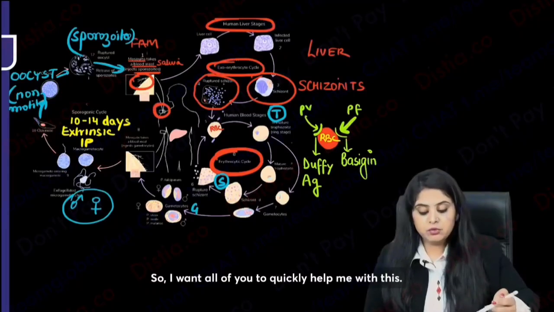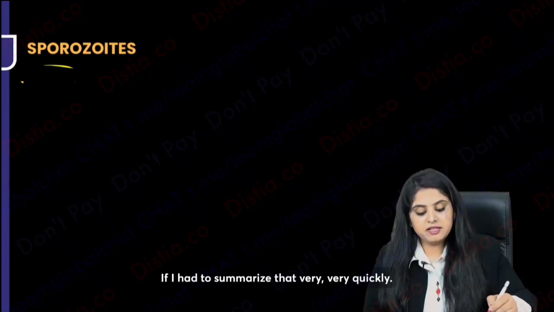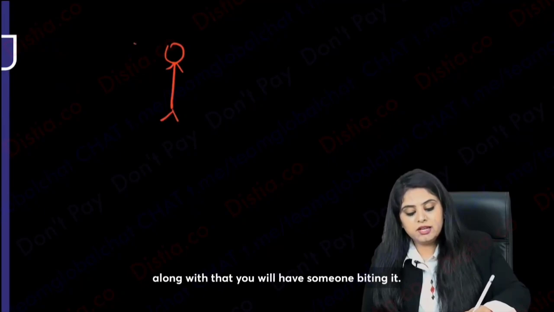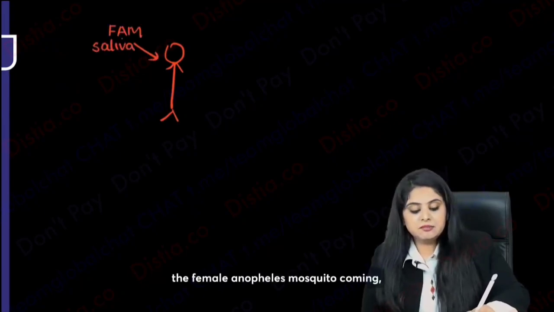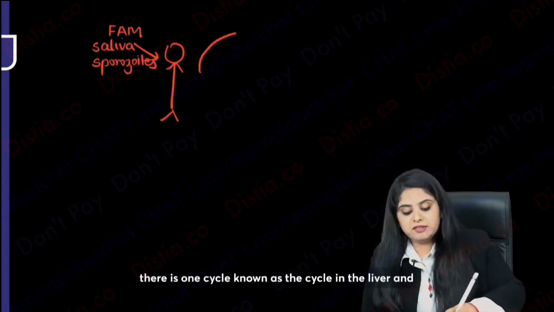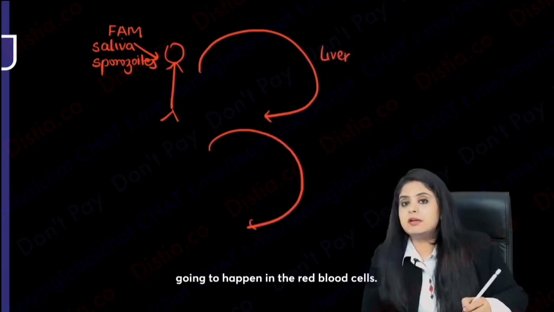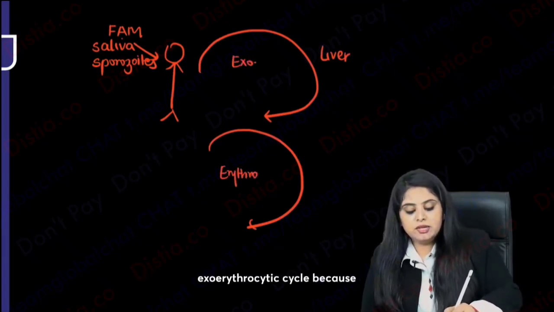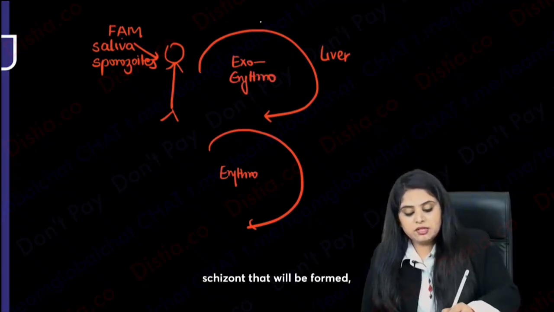So I want all of you to quickly help me with this. What all did you study for malaria? If I had to summarize that very quickly, let's do that. Firstly, you will have a human being over here, and along with that, someone biting it, that is the female Anopheles mosquito. If it is the saliva of the female Anopheles mosquito coming, this means the sporozoites are going to come to us. As soon as the sporozoites come, there is one cycle in the liver, and then there is one cycle which is going to happen in the red blood cells. The red blood cell one is the erythrocytic cycle, and the other one is the exoerythrocytic cycle because it's outside the red blood cells. So, what happens? There is going to be a schizont that will be formed.